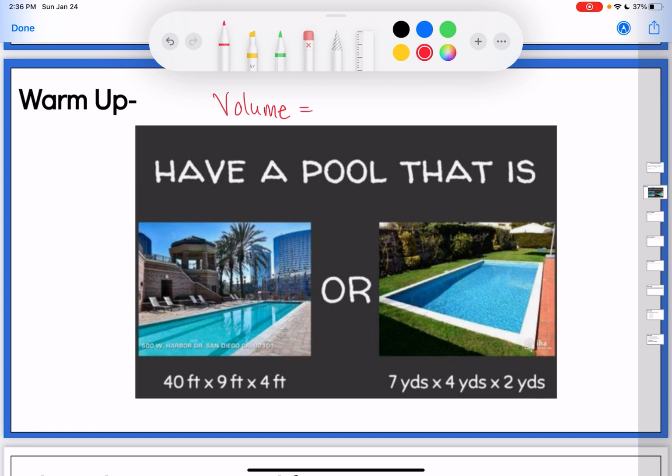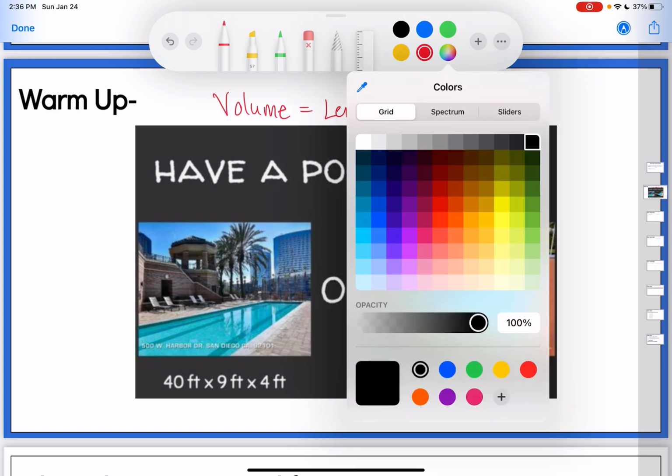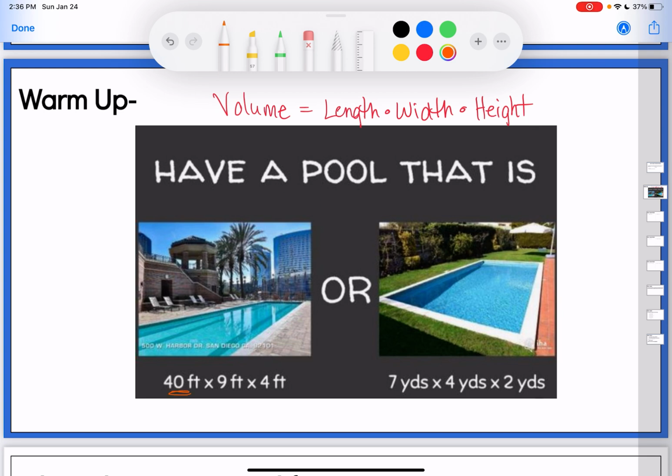So remember that volume of this kind of pool would be length times width times height, right? Or we're going to take all three of those numbers and multiply them together. But be careful. So if I wanted to find the volume of this first pool on the left, 40 feet by 9 feet by 4 feet, the volume would be 40 times 9 times 4, right? So this volume would be 1,440 feet cubed, right? Feet times feet times feet, feet to the third power.